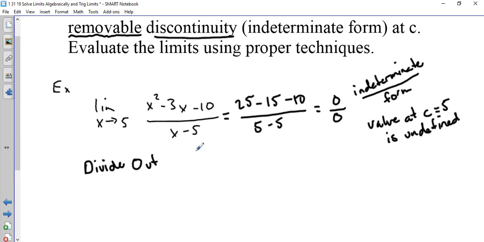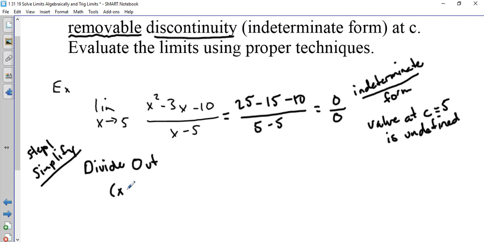So whenever you get 0 over 0, step 1 is simplify. Our goal is to eliminate the denominator. What we're going to do is divide this, so we have to factor this. I'll give you a little hint: one of the factors will be the denominator.